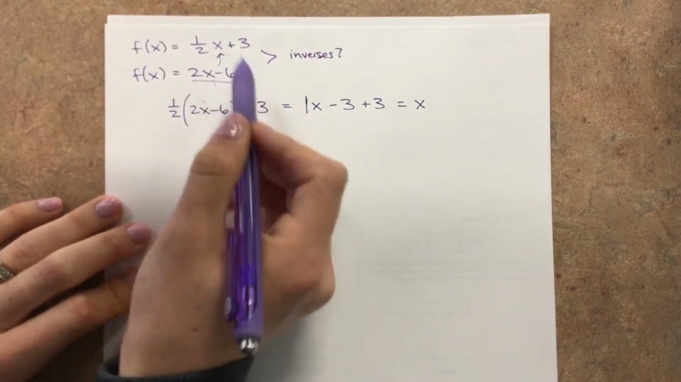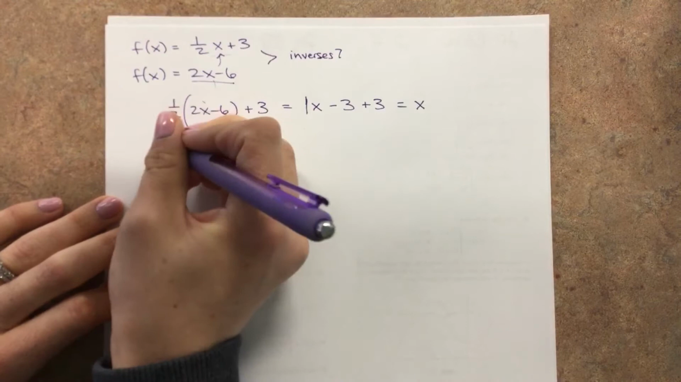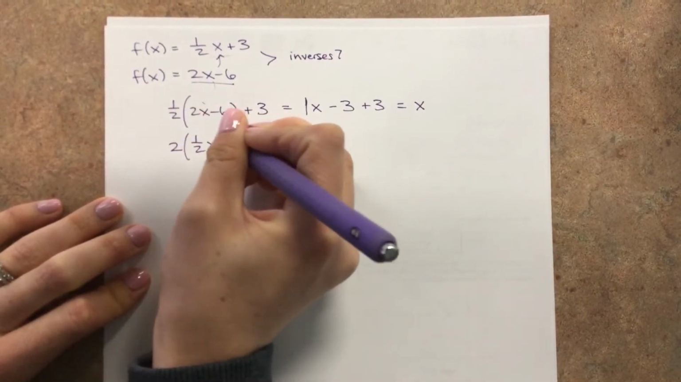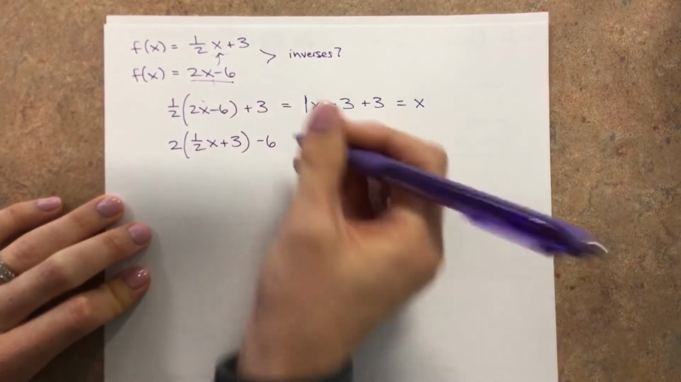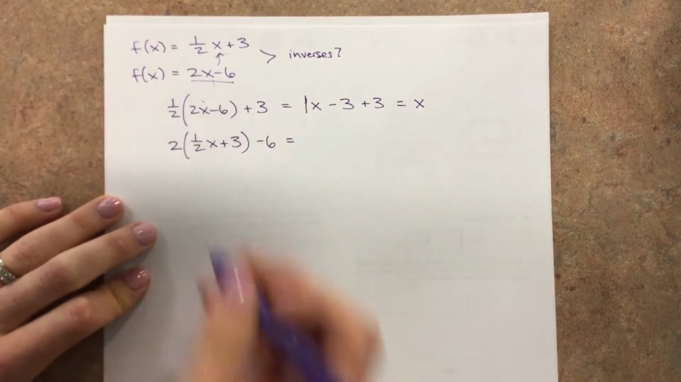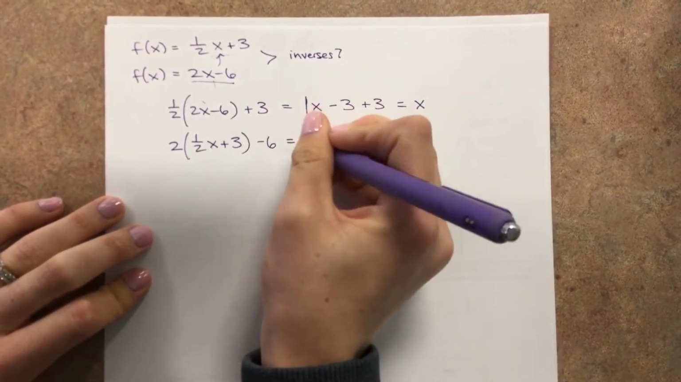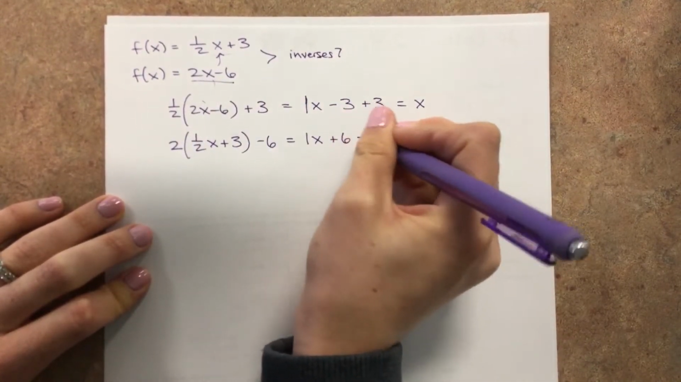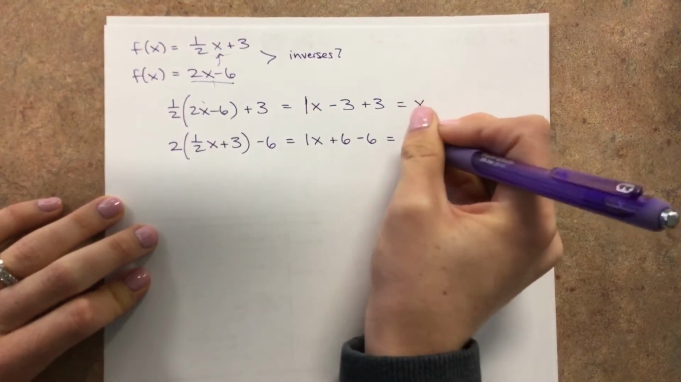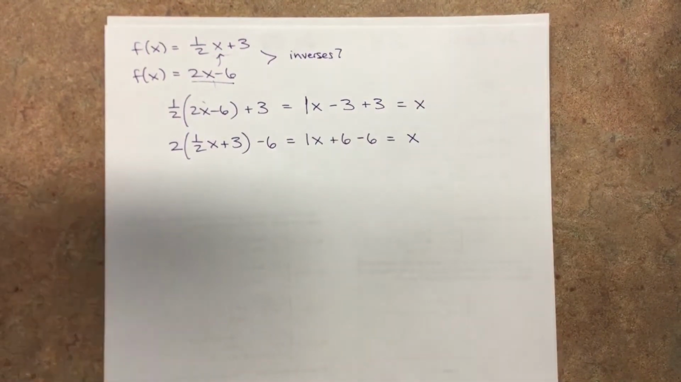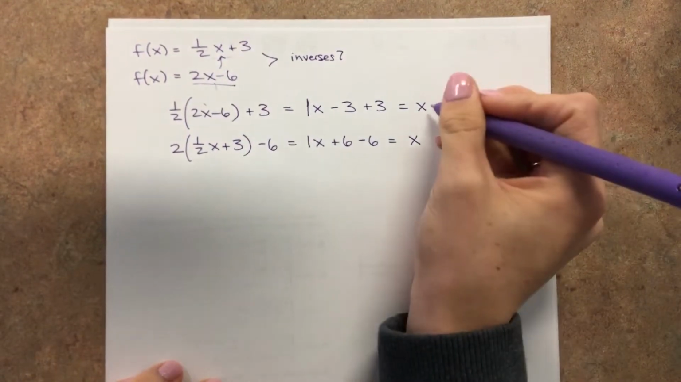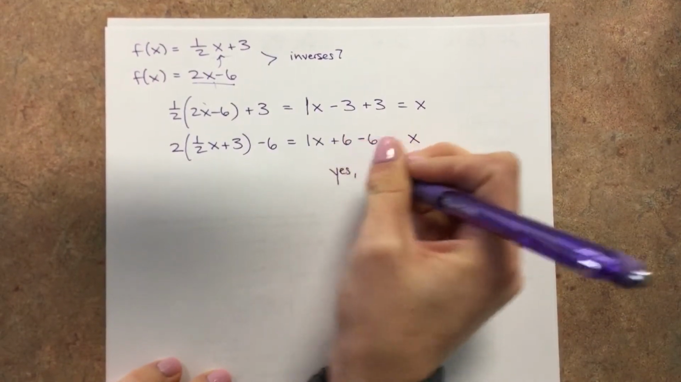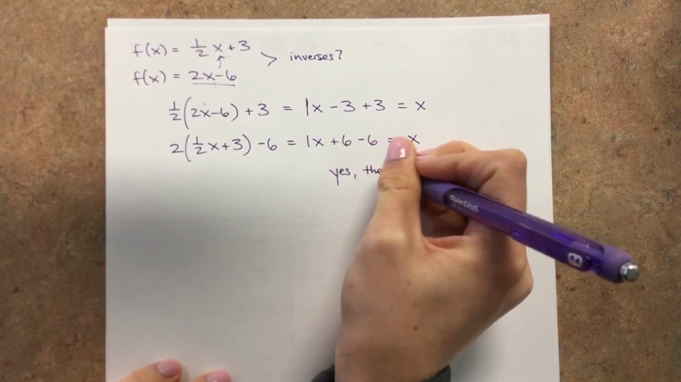Let's take this function and sub this function in for x. So 2, and then in place of x, we'll put 1/2 x +3, and then -6 at the end. So again, to simplify, start by distributing the 2. So 2 times 1/2 is 1x. 2 times 3 is 6, and then -6 at the end. So again, this one ends up simplifying just to an x. So whenever that's true, when these are both x and x, when you sub one into the other, this means that yes, they are inverses of each other.